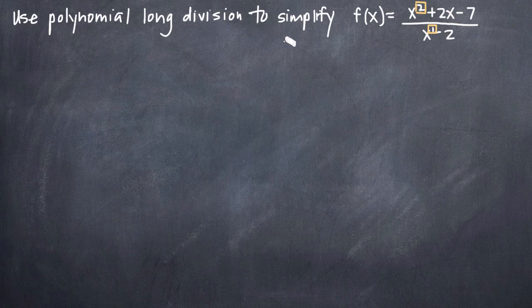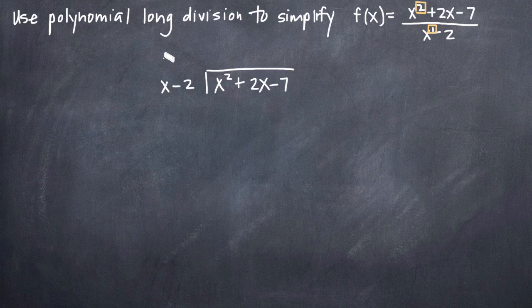And polynomial long division is the same kind of long division that you learned in grade school. You take the numerator of the fraction and you put it on the inside of the long division problem, so x squared plus 2x minus 7, and you divide that by whatever you have in the denominator, in this case, x minus 2.